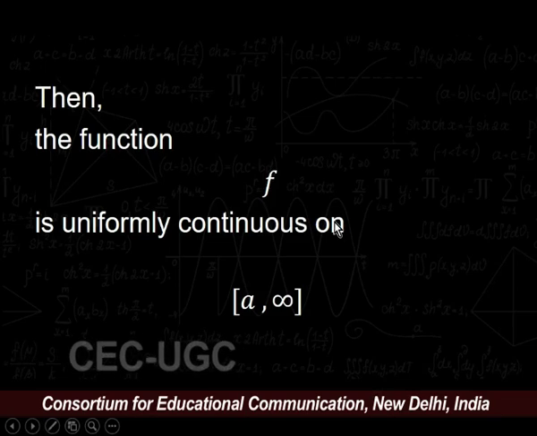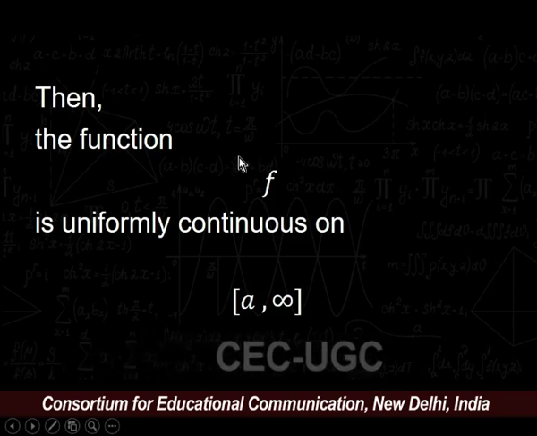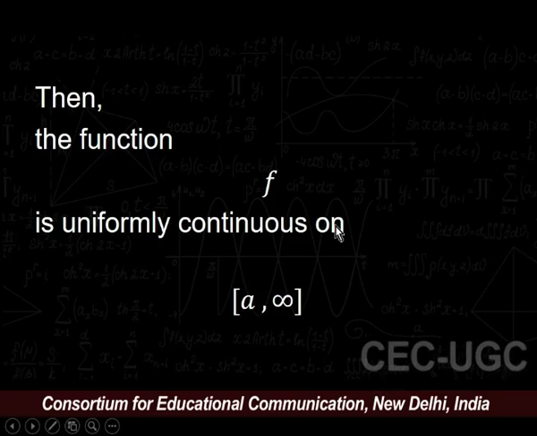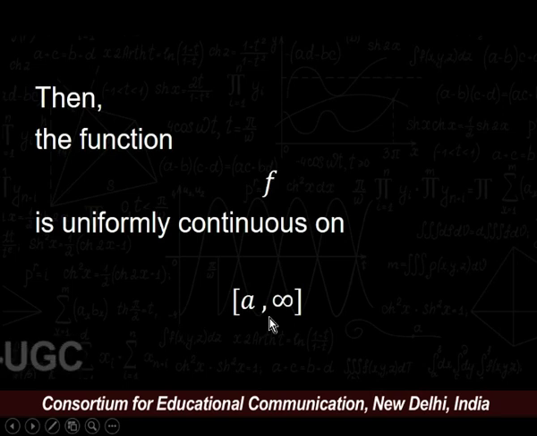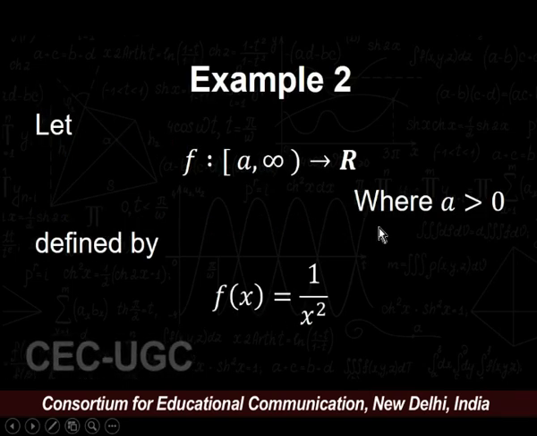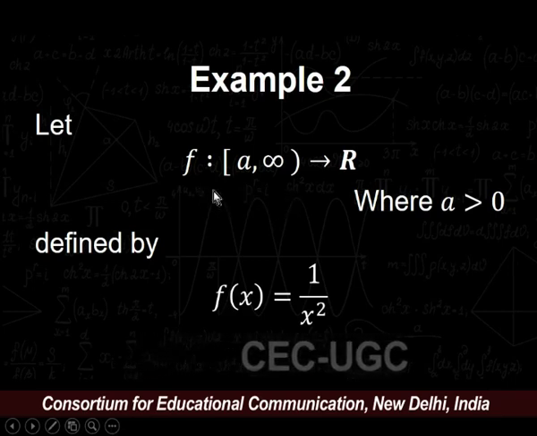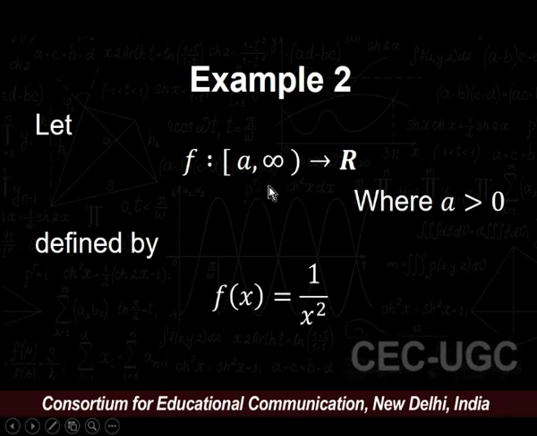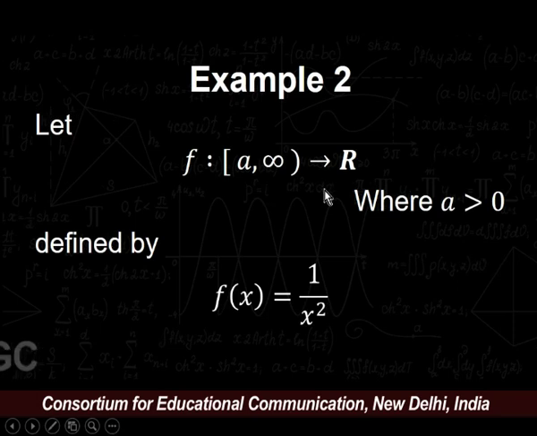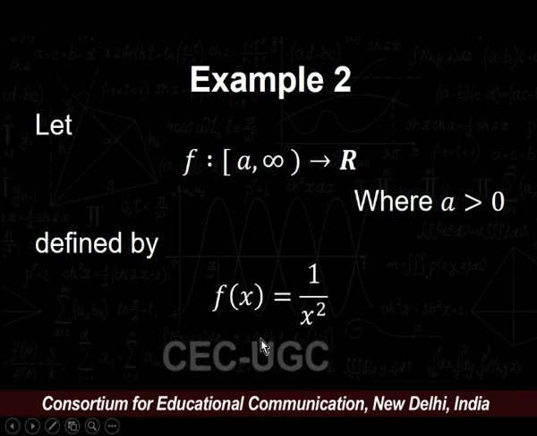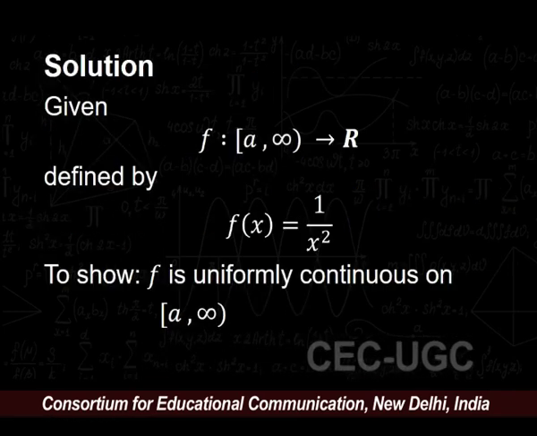Then we need to prove that the function f is uniformly continuous on the semi-open interval [a, ∞). Now, recall the function. We have a function defined from I to R, where I is the semi-open interval [a, ∞), and the function is defined as f(x) = 1/x². Now, let us start with the solution.